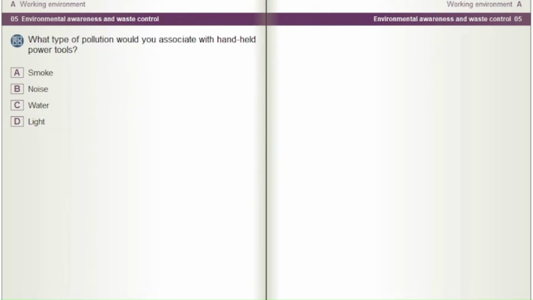What type of pollution would you associate with handheld power tools? Smoke, noise, water, light.